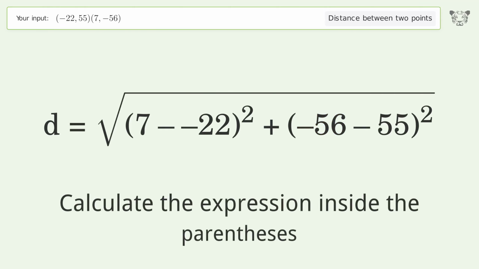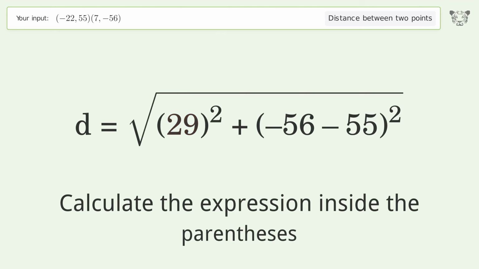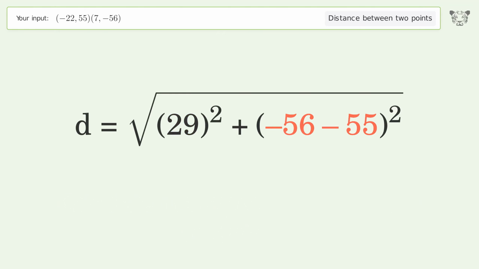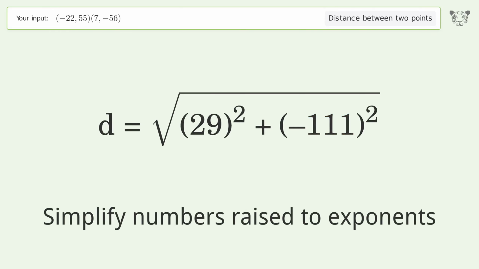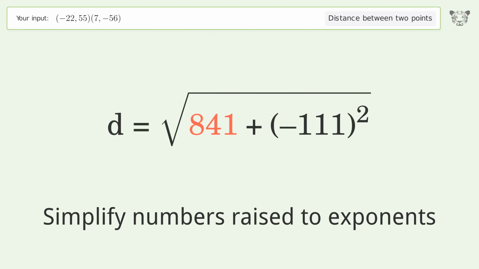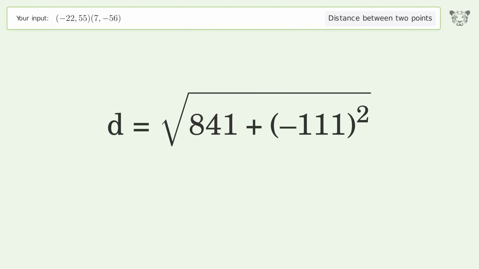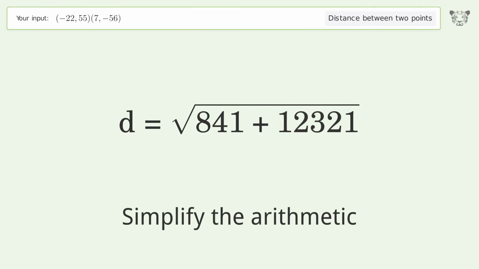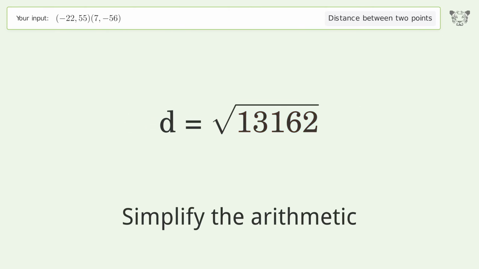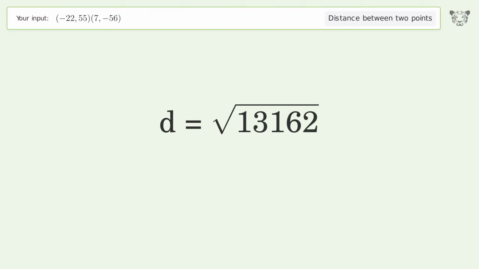Calculate the expression inside the parentheses. Simplify numbers raised to exponents. Simplify the arithmetic. And so the distance between the 2 points is the square root of 13,162, or 114.726.